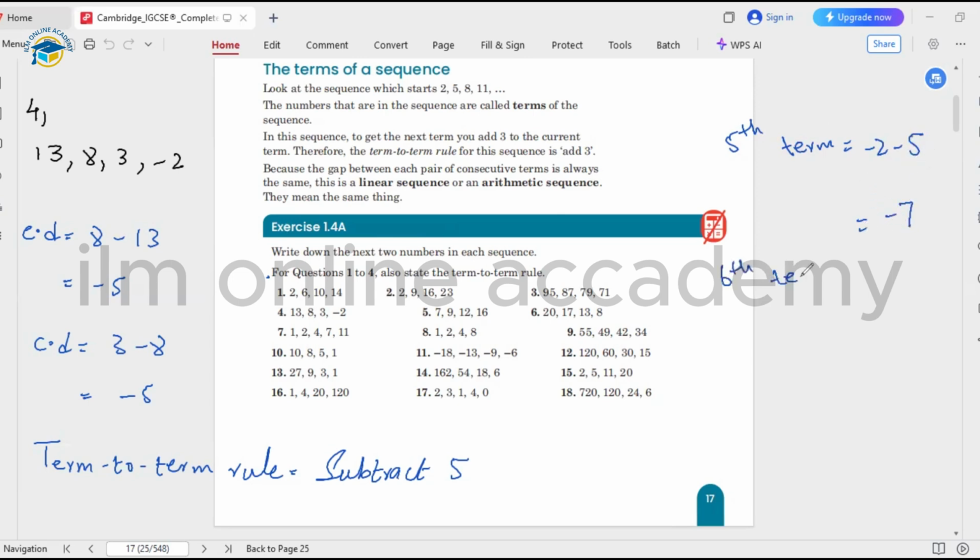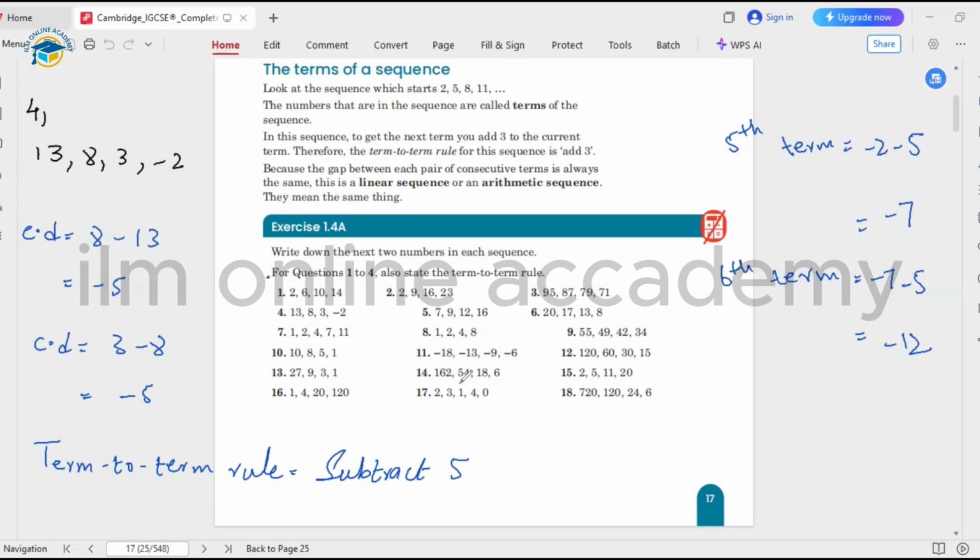The sixth term will be found in this way: from the last term, we are going to subtract 5 now. So negative 7 minus 5 will be negative 12. So this is your term to term rule, and accordingly the fifth and sixth terms of the sequence.